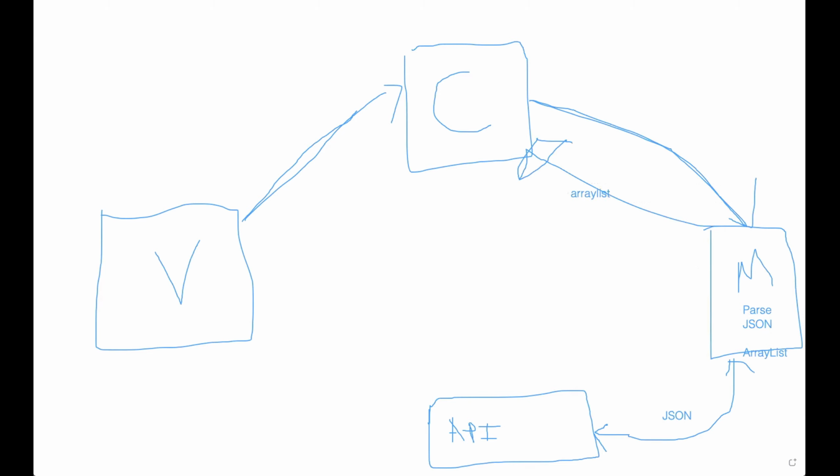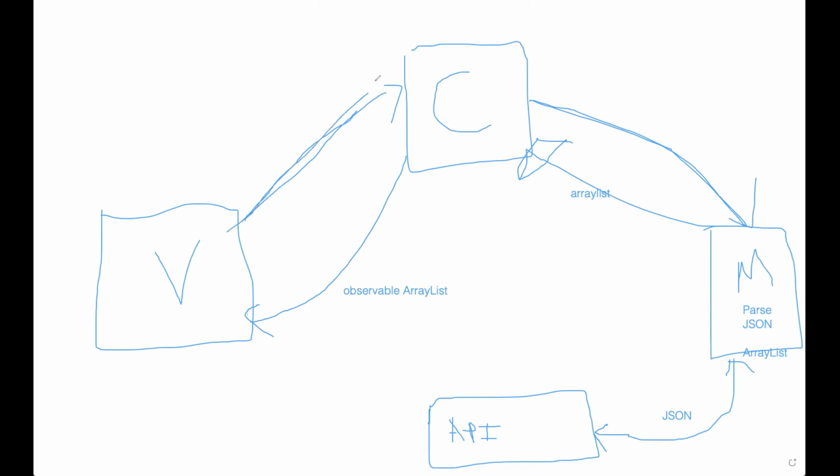And the controller is going to say, okay, I have the array list, and now I need to show it to the view. And the way that we're going to show it to the view is with that observable array list I showed you earlier. It's an observable array list. And you'll see the view never talks to the model directly because we're implementing MVC.